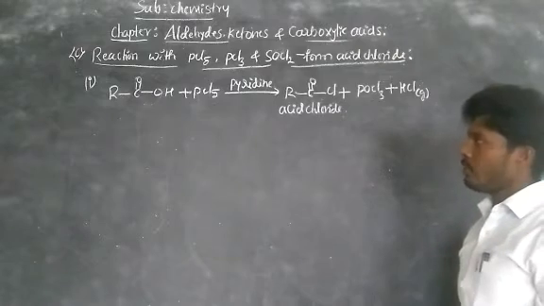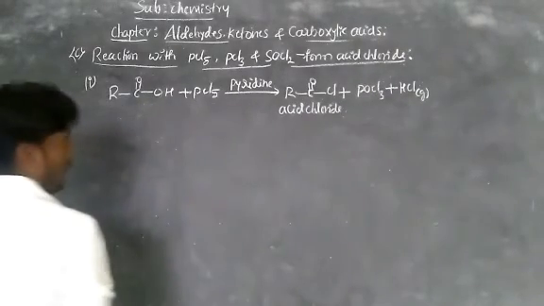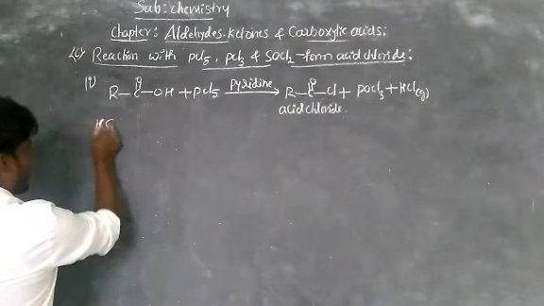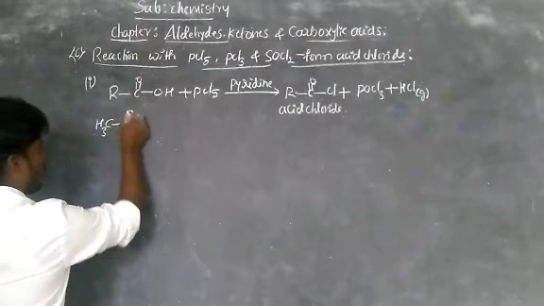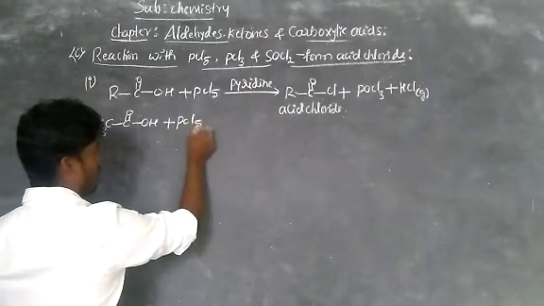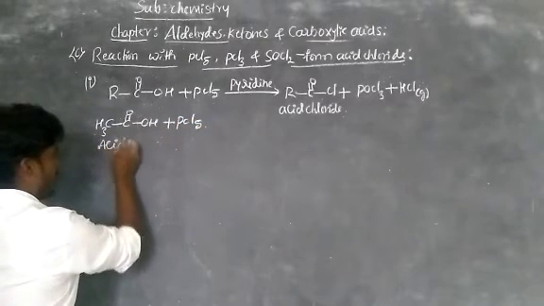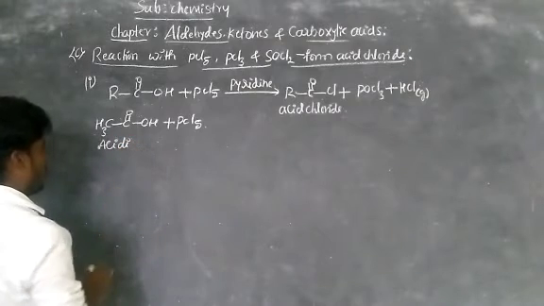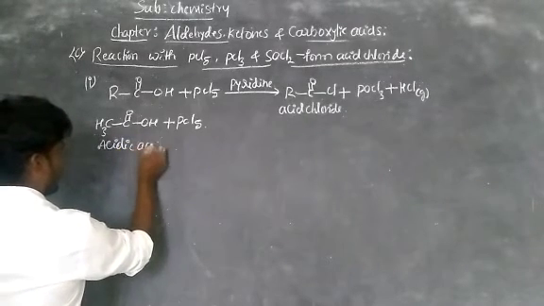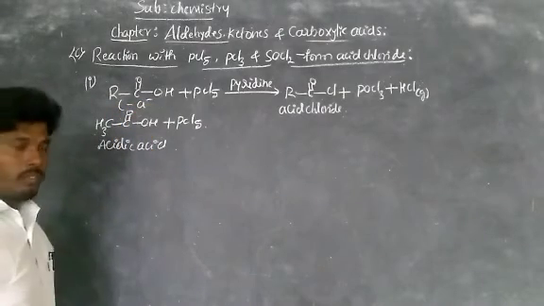Okay. This is the reaction with PCl5. General reaction we are writing. Similarly, now write an example. Take acetic acid, CH3C double bond O bond OH, plus PCl5, phosphorus pentachloride. This is acetic acid. This is carboxylic acid, we are writing.